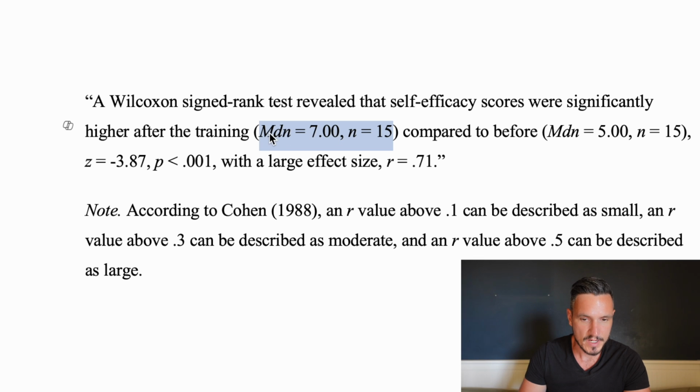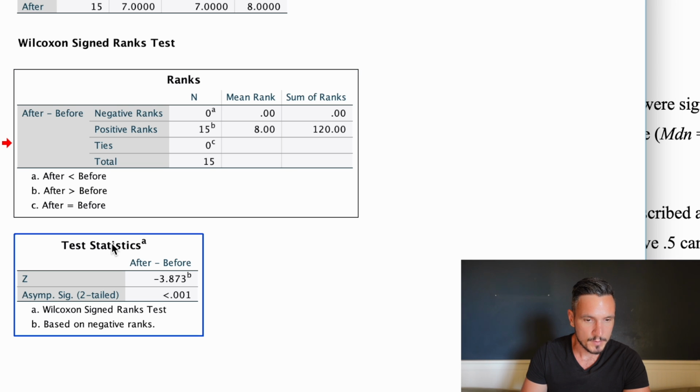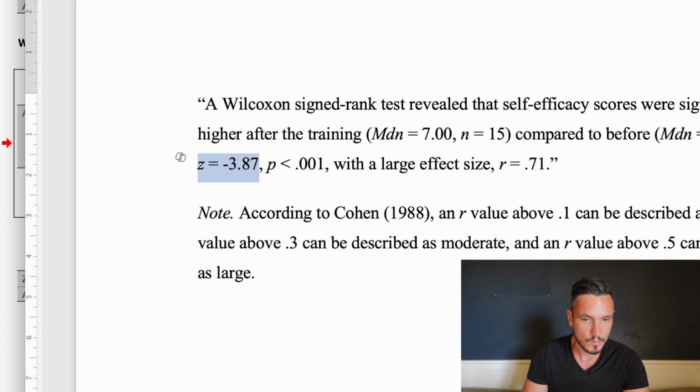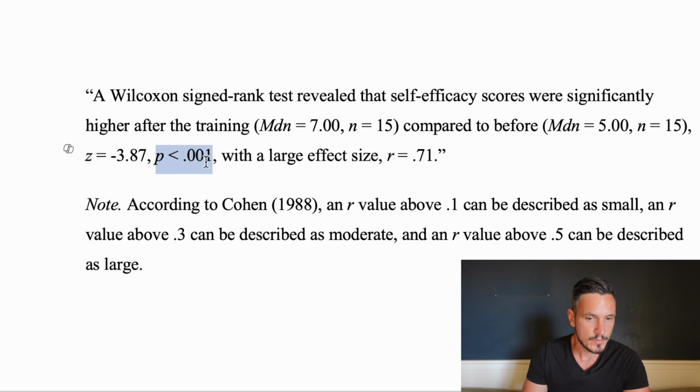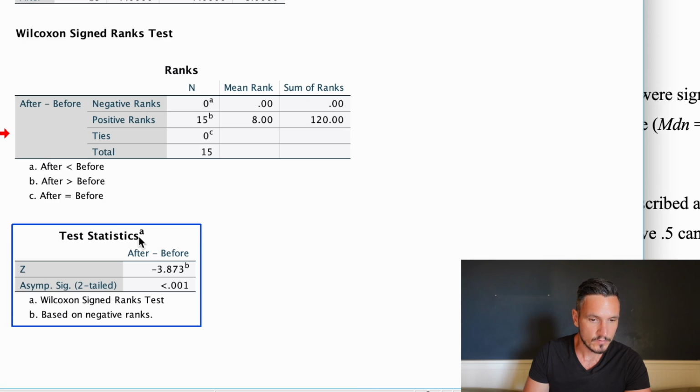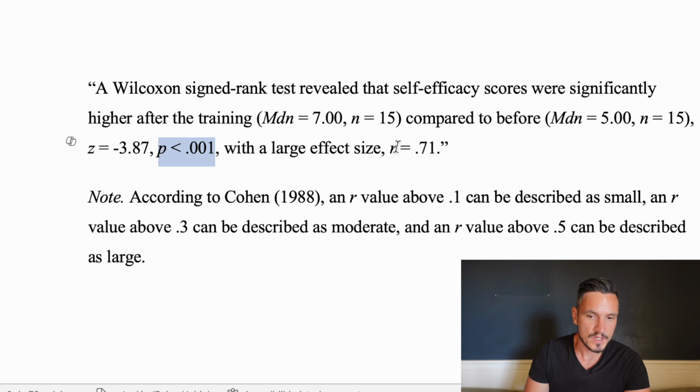I've reported the median and the n value for after training, and then I've done the same thing for before training. Next, I've reported this z value of negative 3.87, and that's coming from this test statistics table and this z row here. I've just reported this value to 2 decimal places. I've also reported the p-value of less than 0.001, and that's coming from the same table and from the row below. And finally, we have this r value.